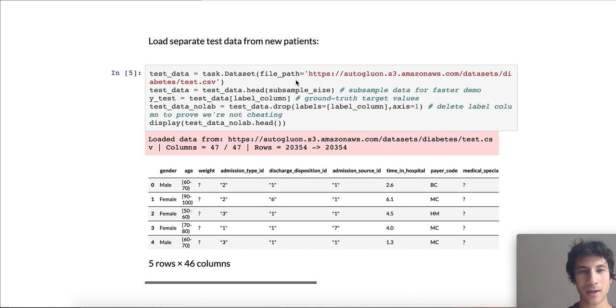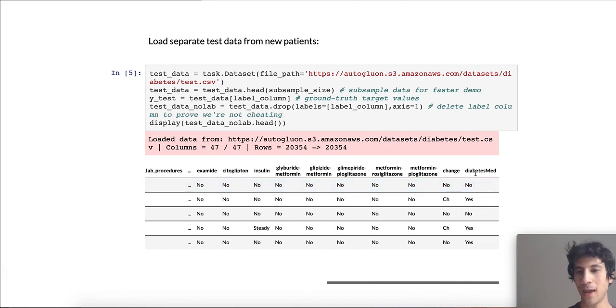Again, we can point AutoGluon to an S3 file that's just a CSV file. This could again just be on your local machine, and it will load what is again just essentially a pandas data frame object. Here we subsample the data just to make sure everything runs quicker. We extract the target column values here, that's yTest, and then we drop the target column from the test data just to prove we're not cheating. And here we'll show again just the top few patients' data in the test data set. And here you see they have all the same features as in the training data, but there's no target column information.